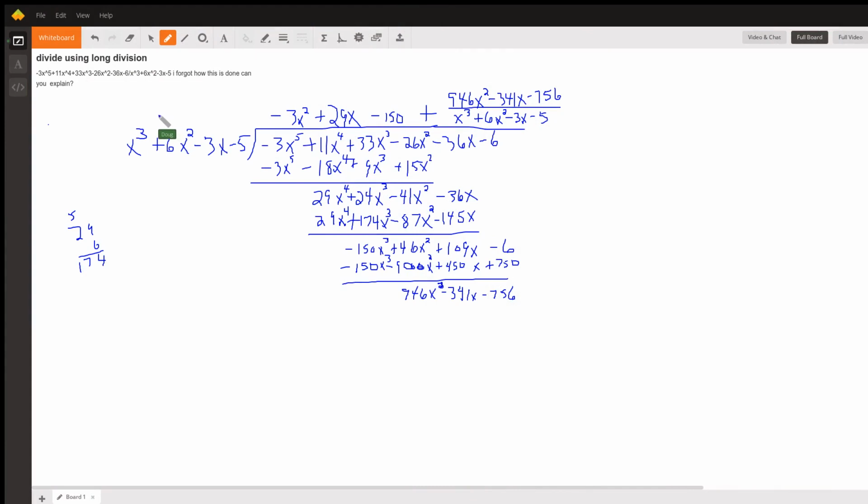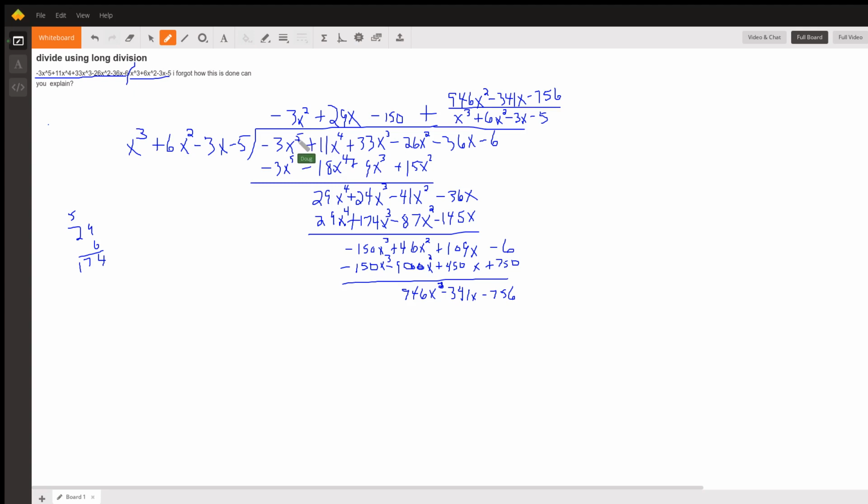Polynomial long division: this numerator is going to be divided by this denominator. And one thing you have to be careful of when you're writing down the terms for the expression under the division symbol is that you have a placeholder for each exponent.